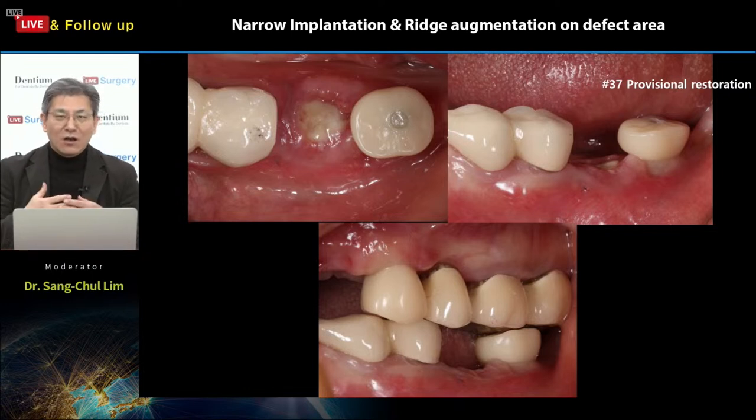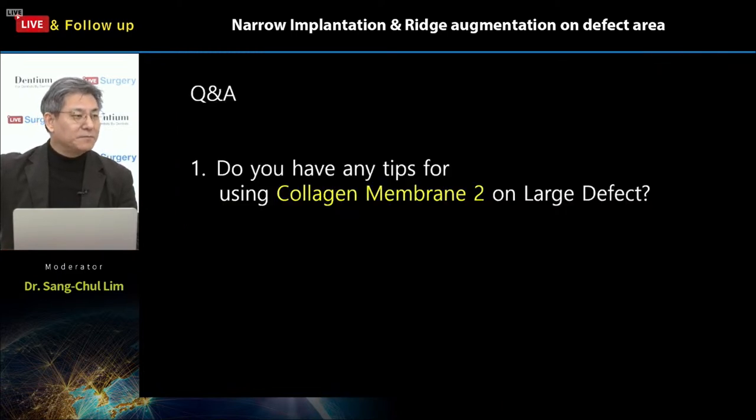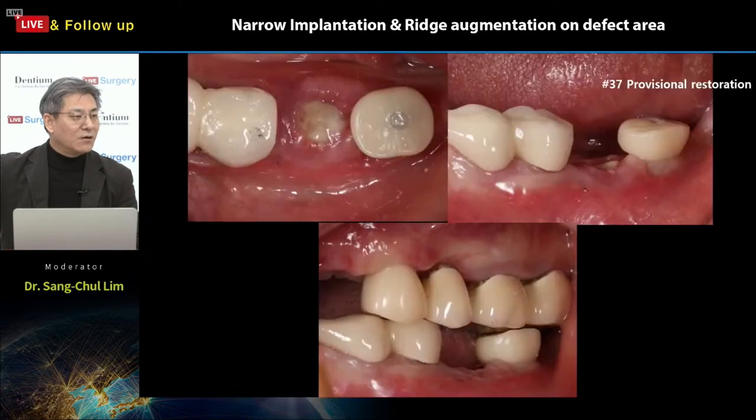So Dr. Chung wanted to give the patient early functioning feedback. So number 24 and number 37 were delivered as the provisional restoration. The patient was happy. Okay, so all of these surgery and follow-up situations are shown to you.